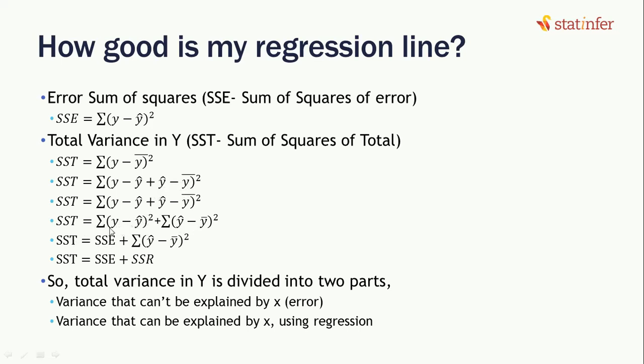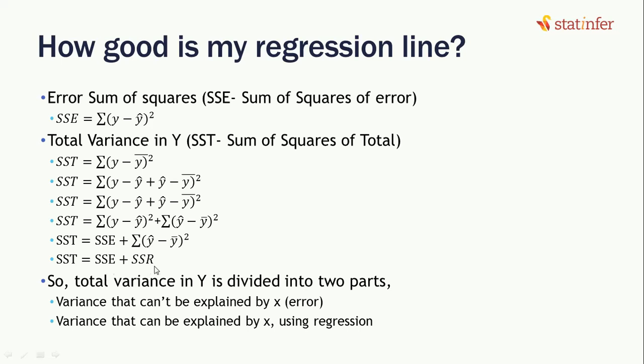Looking at this part, y minus y cap squared, we can say that this is SSE, and y predicted, which is given by the regression line point, minus the mean of y, we are going to call SSR. So with this mathematical transformation, we can say that the total variance SST can be divided into two parts, one SSE and one SSR. The part SSR is the variance that can be explained by the regression line. The variance that cannot be explained by x is called SSE, which is our total error.